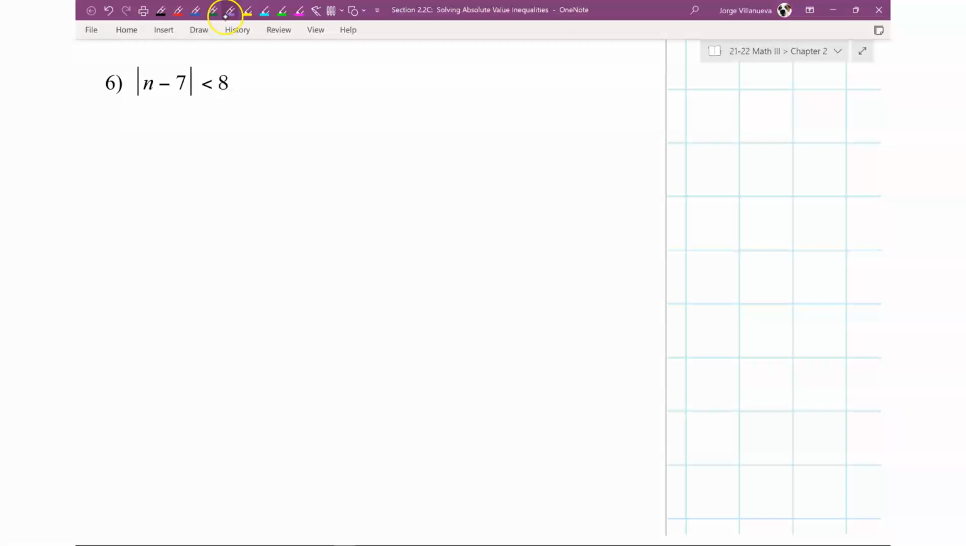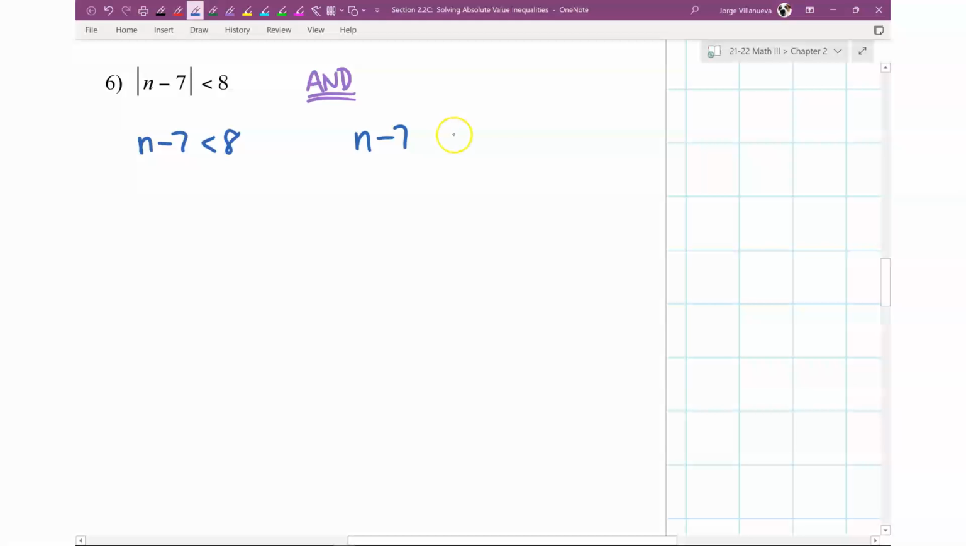But before I do that, I want you guys to note that this right here is pointing to the left. So that's an AND problem. Okay, this is an AND problem. So make sure you label it. Okay, label that. So let's break this apart. n minus 7 is less than 8. What does the other one say? n minus 7 is what?